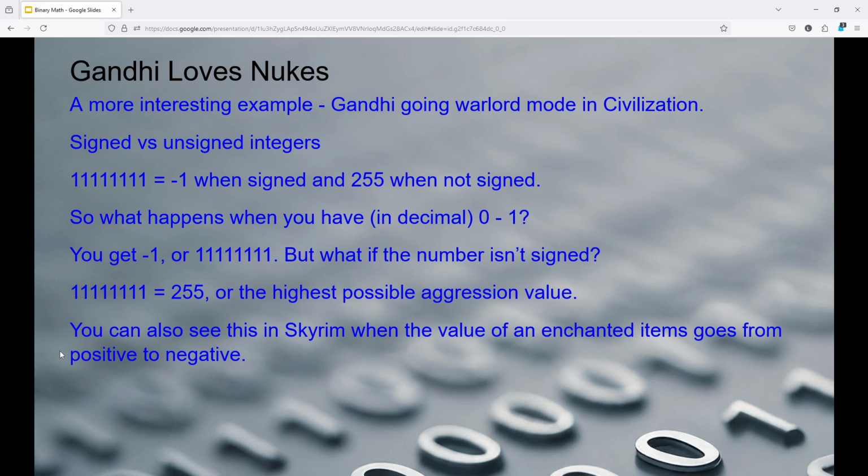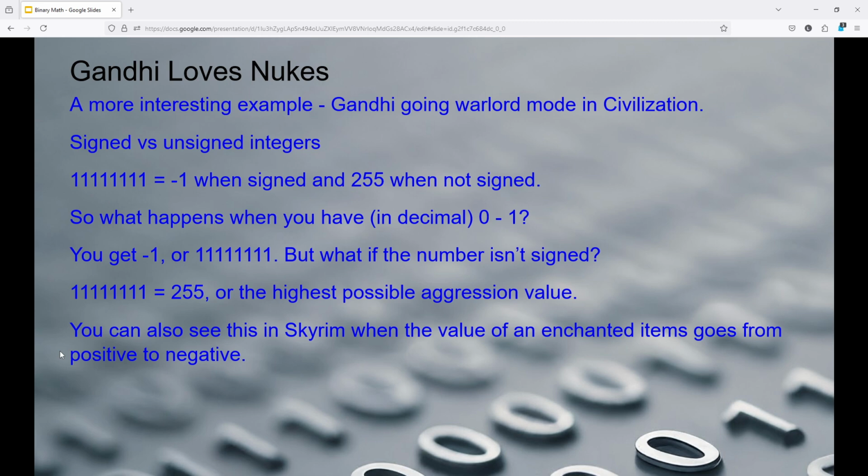Gandhi could go warlord mode. I mean, he would suddenly go from the most peaceful individual that we all know him from history as to scorched earth, nuke everyone. I am not joking. It was like a switch suddenly got flipped in his head and he was done with everyone.